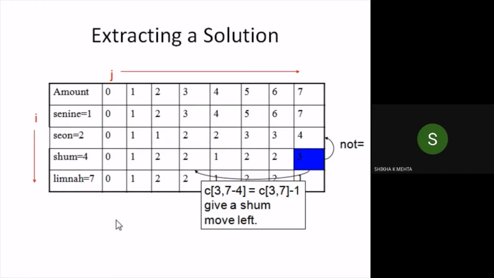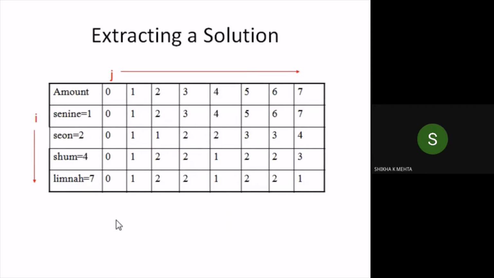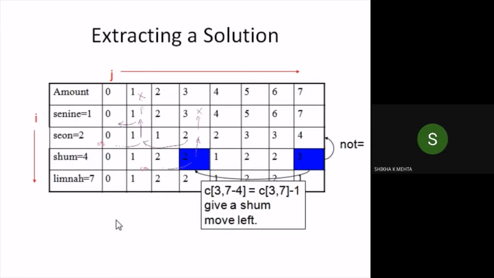So what is left to be done is, we move on to C3, 7 minus 4. This is equal to C3, 7 minus 1. So it gives us a sum. We move left. As we move left, we see the denomination is 2. If you remember in the knapsack, we have seen, we are not going to include that denomination till the values remain same. Only when the value is unique and not the same as the previous column, we include that particular coin. So this is how we are going to include this particular value.